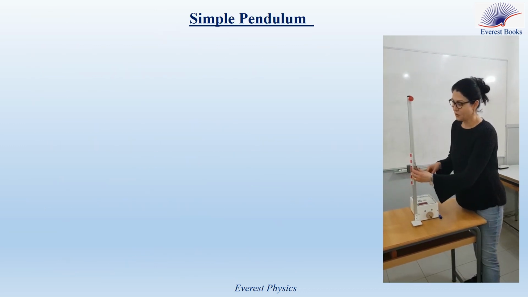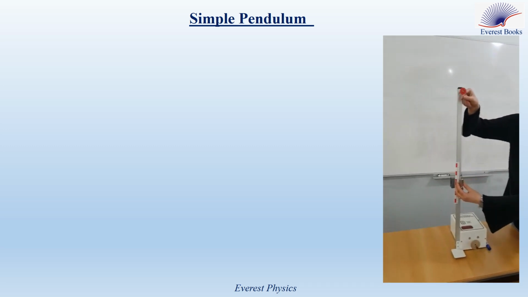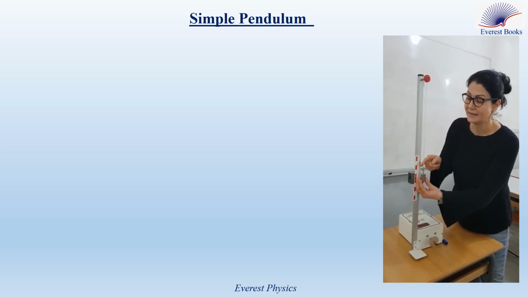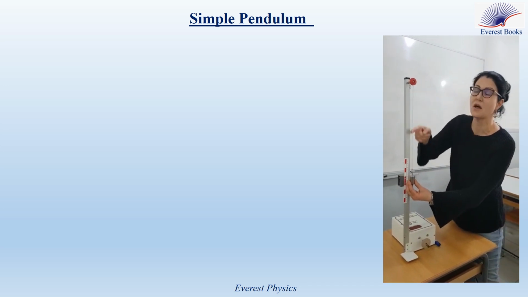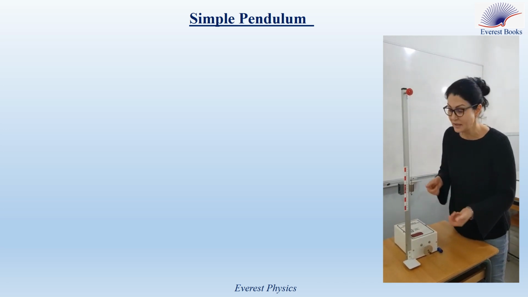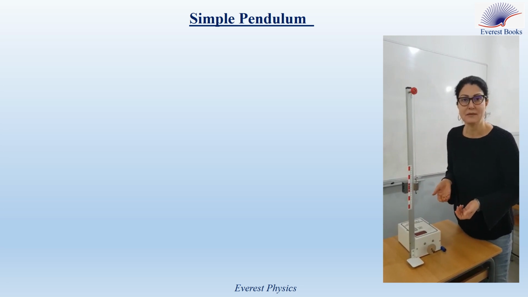This is a pendulum. It consists of an object attached to a light inextensible cord. Now, if the dimensions of the object are neglected relative to the length of the cord, then this object can be considered as a particle, and this pendulum is considered as a simple pendulum.